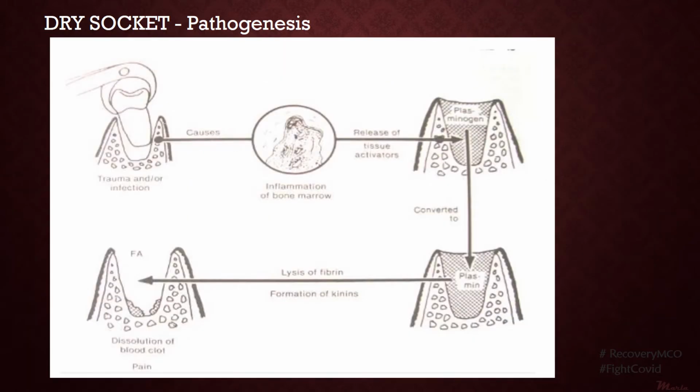So, to summarize, following extraction, if it was a difficult extraction so as to result in trauma to the alveolar bone, or following extraction there is a superimposed infection in the socket, this would basically release tissue activators such as plasminogen, which would further be converted into plasmin, which results in dissolution of the clot, resulting in dry socket.